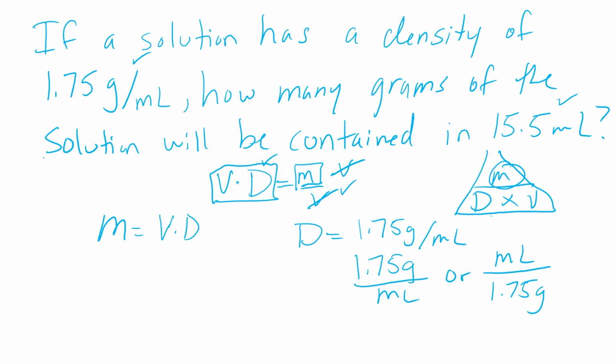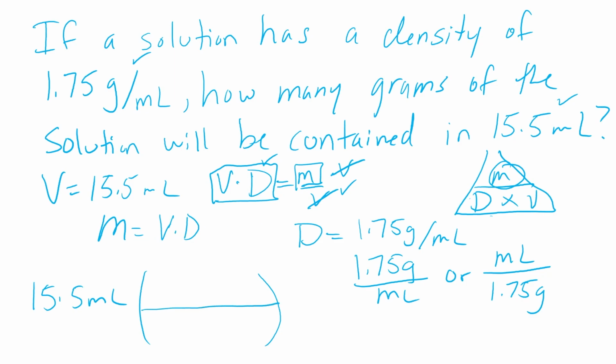Well, when we have our volume here of 15.5 milliliters, we could set this up using dimensional analysis to see the units canceling. And how that works is like this. We would start with our 15.5 milliliters. We would use our density as a conversion factor. So how does that work?